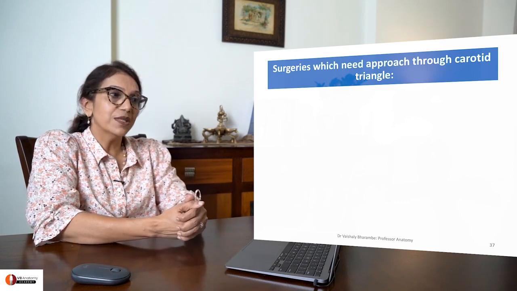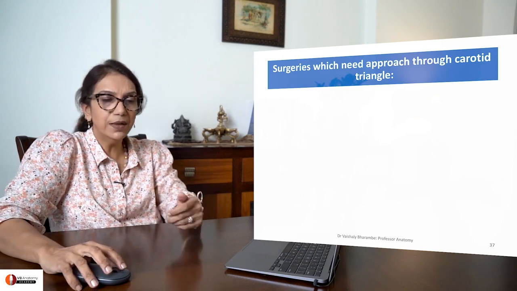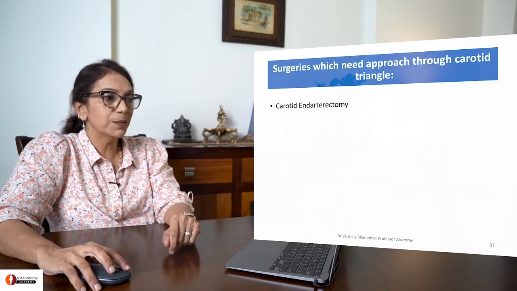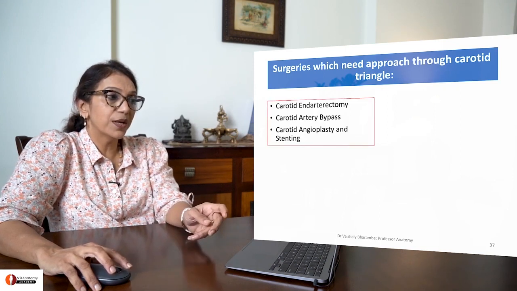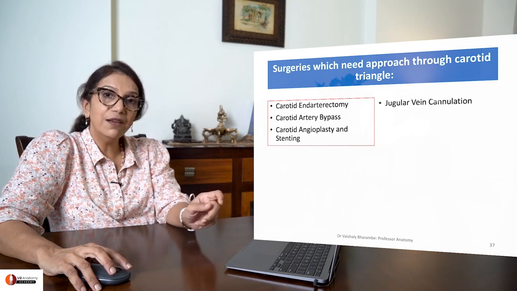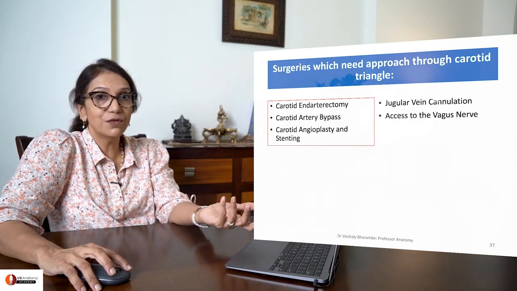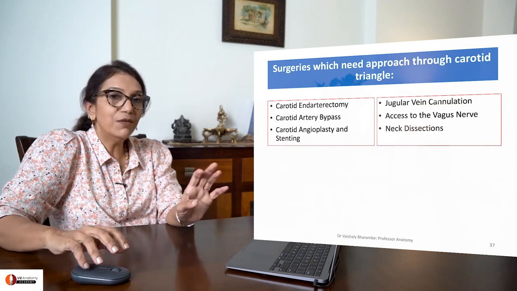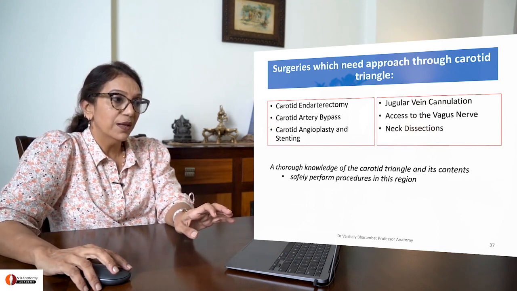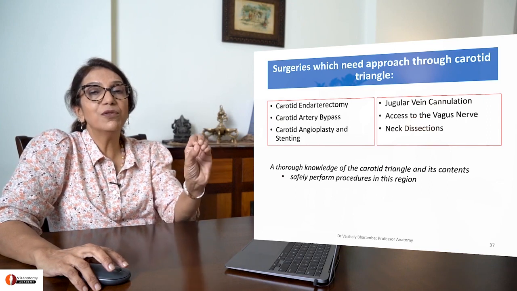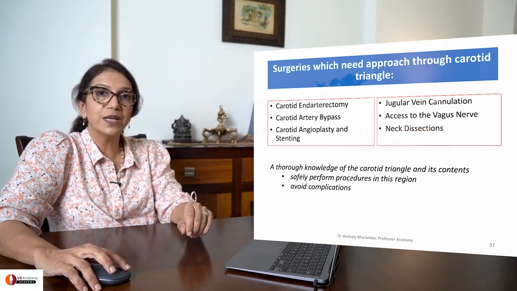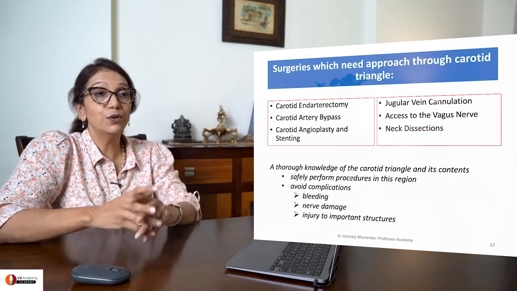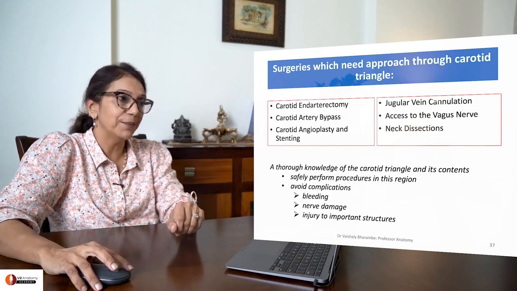That's because carotid triangle is a region that is involved in a number of very crucial surgeries. Which ones? Take a look. Carotid endarterectomy, carotid artery bypass, carotid angioplasty and stenting, jugular vein cannulation, access to vagus nerve for various procedures, and of course the block dissections of neck. If you don't have a good knowledge of anatomy, you will not be able to safely perform these procedures and avoid complications such as bleeding, nerve damage or injury to surrounding structures. So that's why you have to know your carotid triangle well.